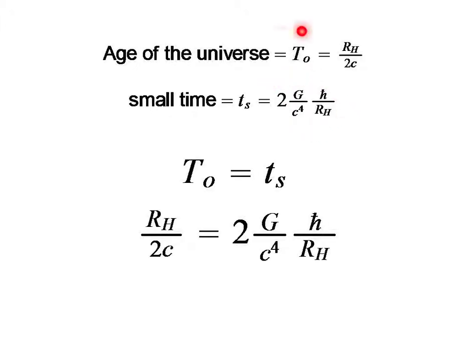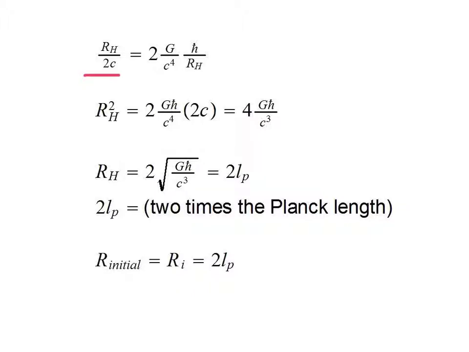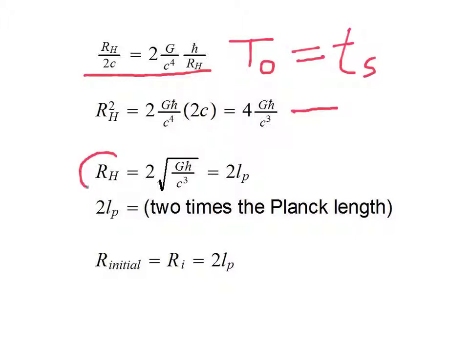We're going to set the age of the universe, T sub O, equal to small time. We plug in our value for T sub O, R sub H over 2C, and set it equal to our term for small time. We do the algebra, and we find the radius of the hyperverse at this point in time is equal to 2 Planck lengths. Therefore, the initial radius of the universe, R sub I, is equal to 2 Planck lengths.